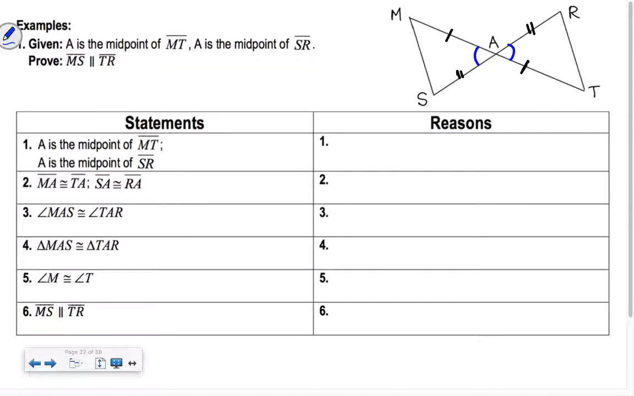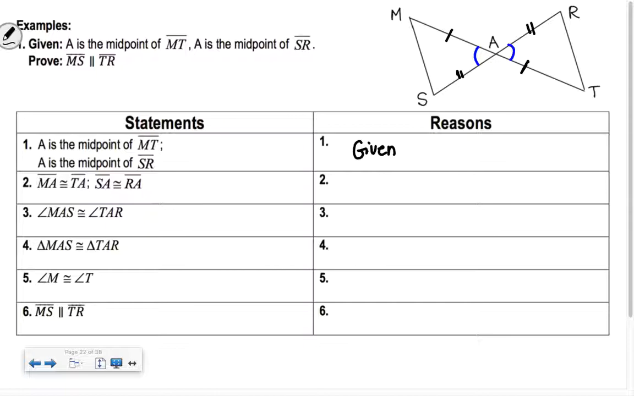Okay, so let's start writing everything down. So we have all the statements, luckily. So we just have to give all the reasons. So the first one, what's the first one going to be? Given, yay. All right, and then we know that MA is congruent to TA and SA is congruent to RA.